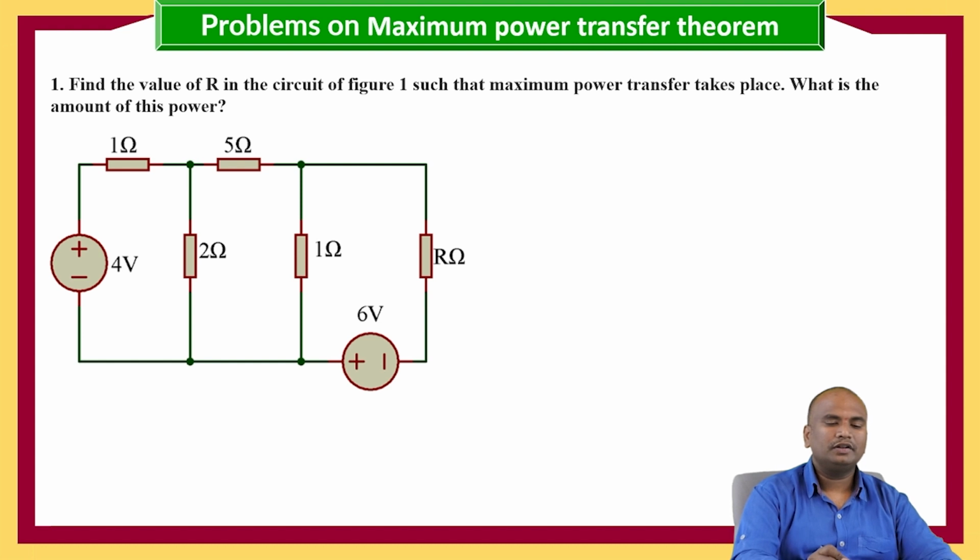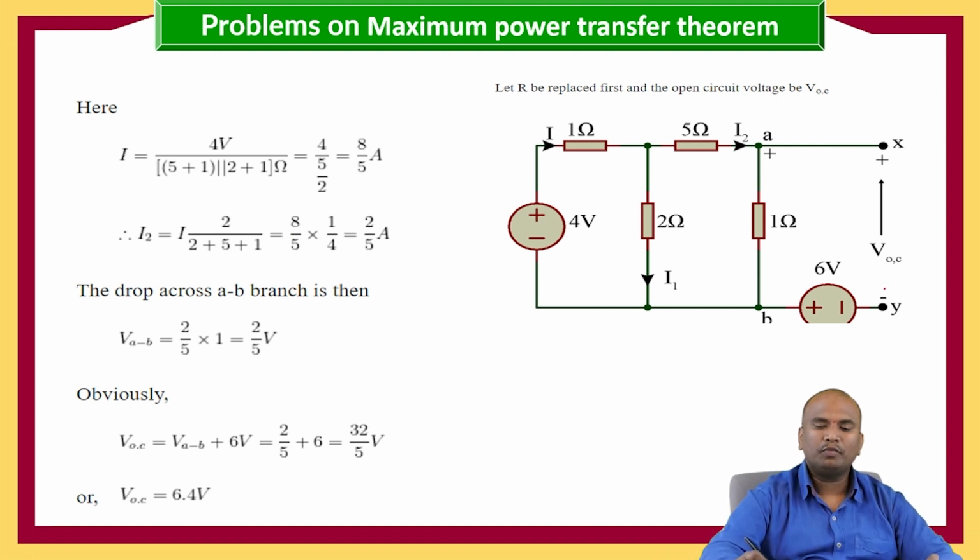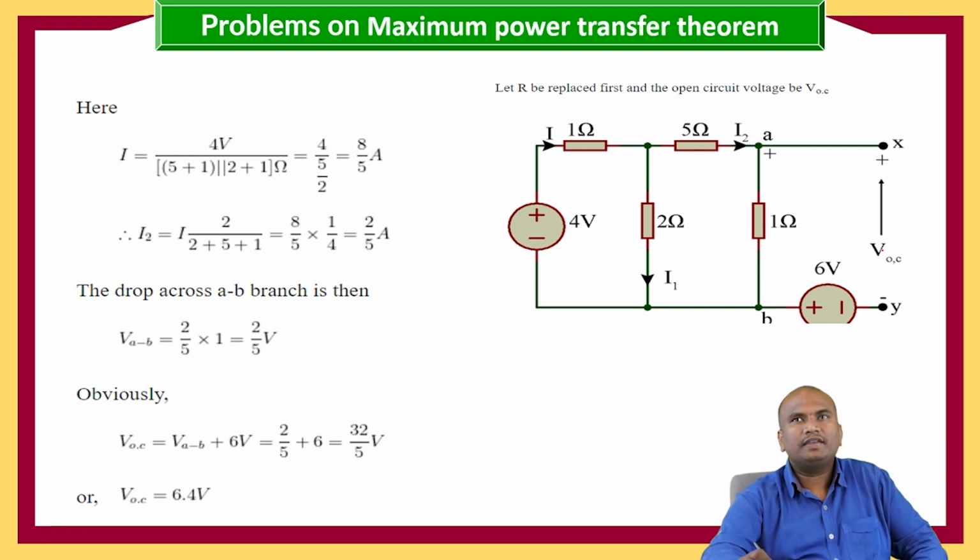And here, this is the circuit where we need to calculate the value of resistance R such that the maximum power transfer takes place. And also, we need to calculate what is the amount of power. So, for that, first, we need to calculate the Thevenin's equivalent. For calculating Thevenin's equivalent, we are removing this load resistance and then we are calculating the open circuit voltage, VOC.